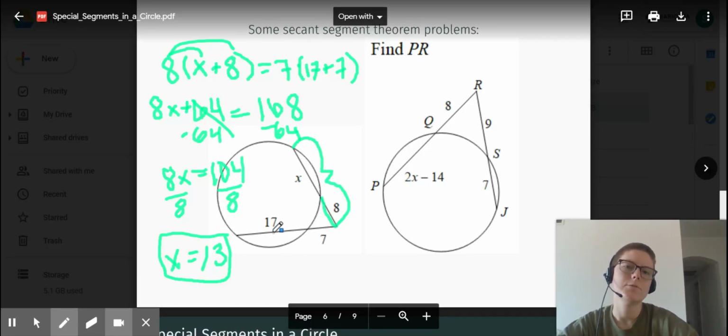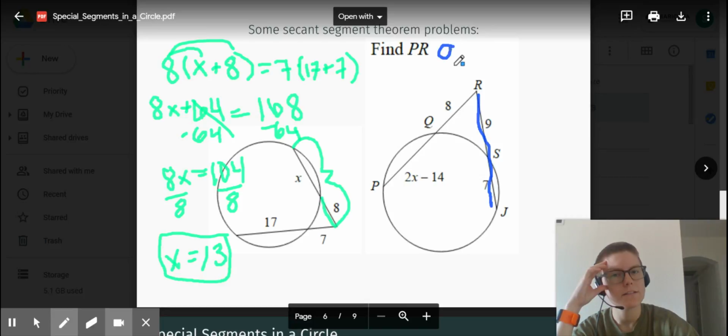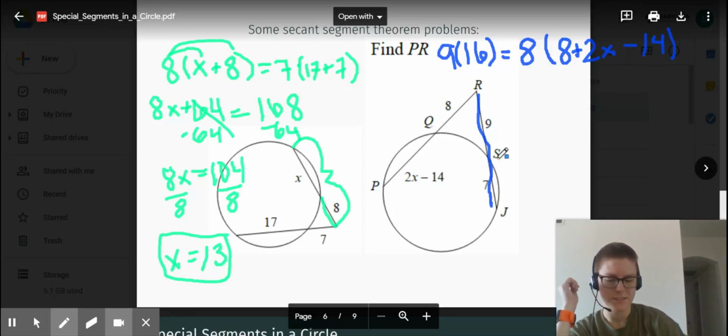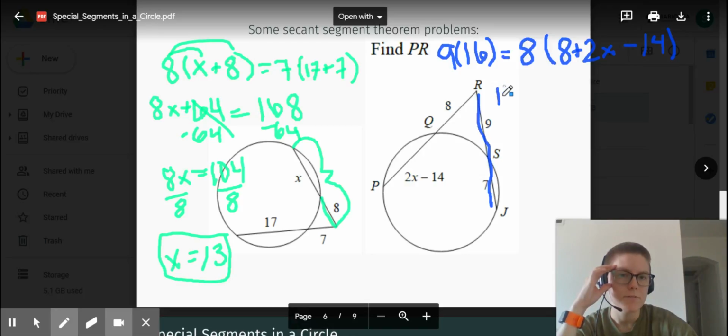And then let's look at this other one. This one's going to be pretty tricky because it's got that extra stuff in there. So let's do, I know 9 and 7 together make 16. So I'll just write it as 9 times 16 this time. And then equal to, it'll be 8 times 8 plus 2x minus 14. All right, we can go ahead and do that 9 times 16 right now. That's 144.